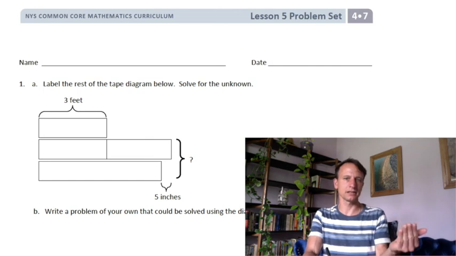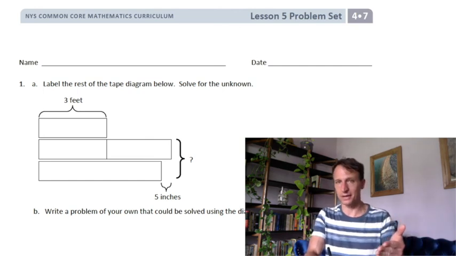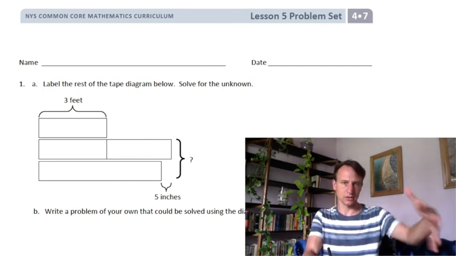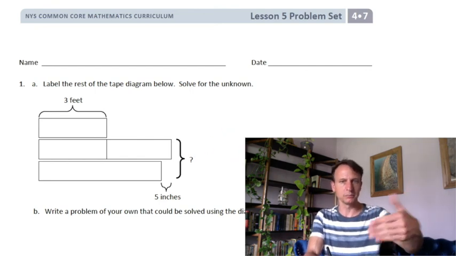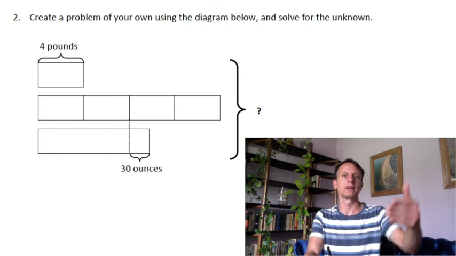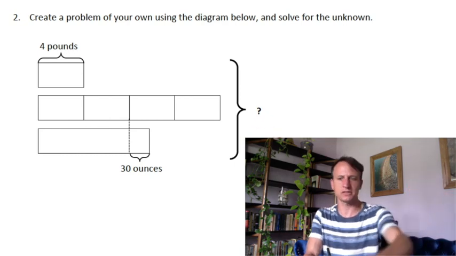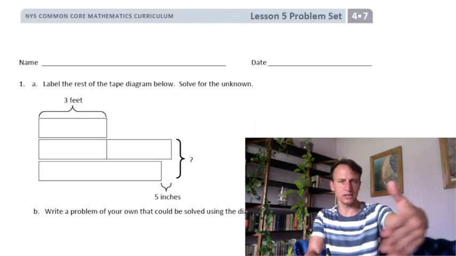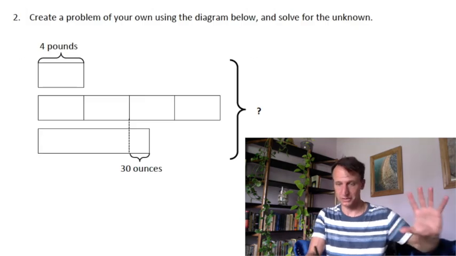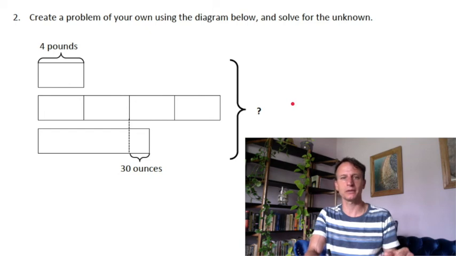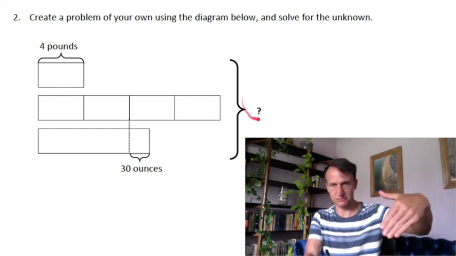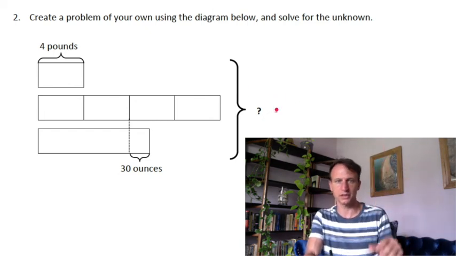And then here is the problem set, okay? So on the problem set, now you're on your own. You're going to do your same thing. Solve for the unknown and write a problem using the diagram. Another one here with pounds and ounces. That first one, by the way, look back, was feet and inches, doing linear length measurement. Now this is weight in the customary system, pounds and ounces. Again, 3 tapes. Again, unfortunately, the bracket is nice and simple, the whole thing all together.